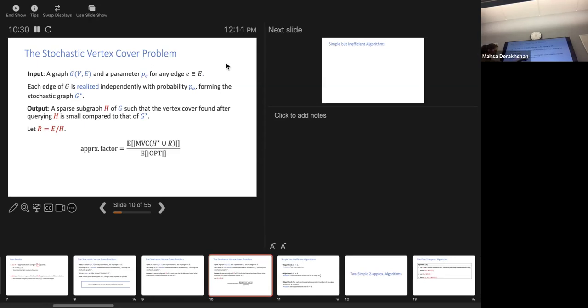So we want to pick a sparse subgraph H. When we query H, that gives us H star. As I said, I have to also cover anything that we don't query. R is the induced subgraph of those edges. We'll talk about induced subgraphs later. So R is the set of any edges that we do not query. So we have to find the minimum vertex cover of anything that we queried and was realized, and anything that we didn't.